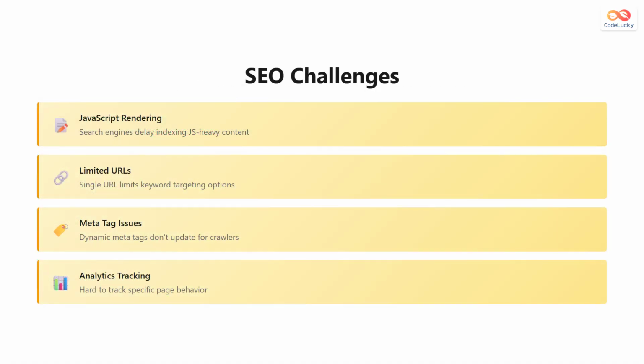Single-page applications face specific challenges with search engine optimization. First, JavaScript rendering is delayed. Search engines like Google take longer to index content generated by JavaScript, which means your pages may not appear in search results quickly. Second, there is a limited number of URLs in an SPA. With only one URL, you cannot target different keywords for different pages. Third, meta tags do not update properly. Search engines see the same title and description for your entire application, making it hard to optimize for specific searches.